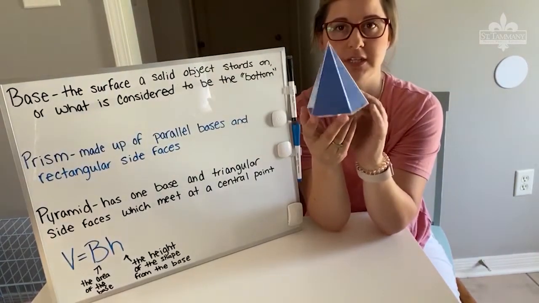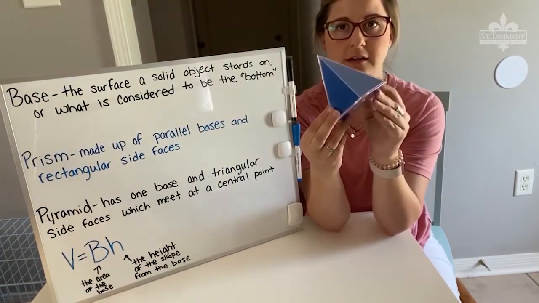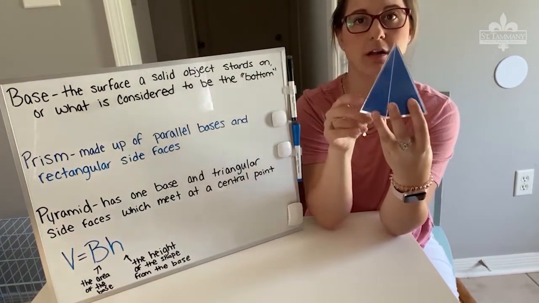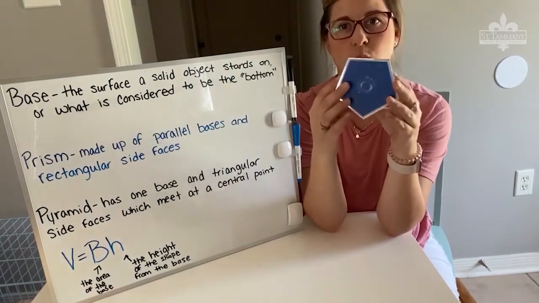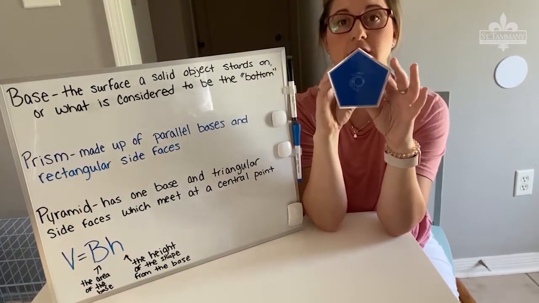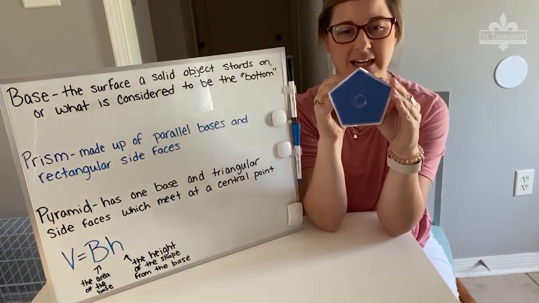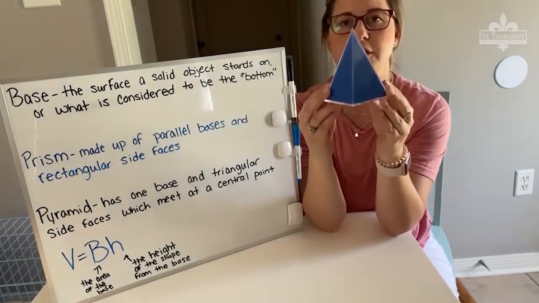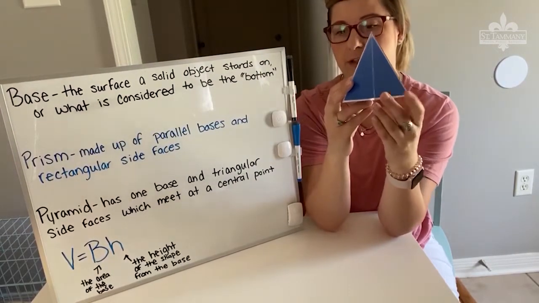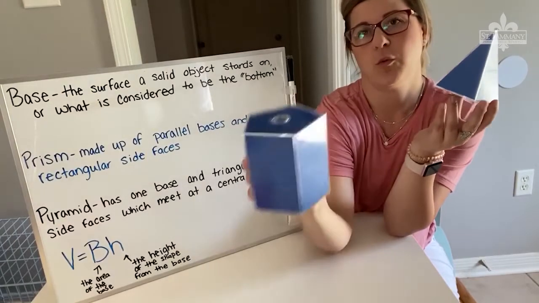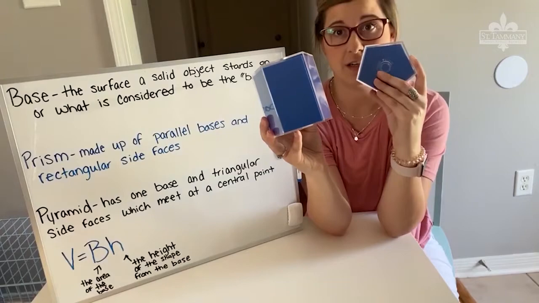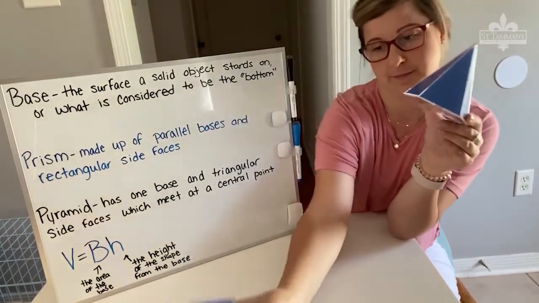Next, prism or pyramid? Good, it is a pyramid. It comes to a point, that point we call a vertex, and it has one base. And what shape is that base? Good, it's another pentagon. And so therefore we call it a pentagonal pyramid. So if you're noticing, we had a pentagonal prism and a pentagonal pyramid.